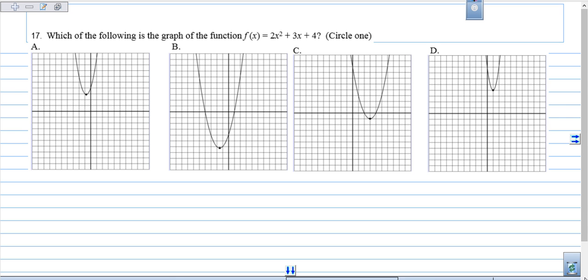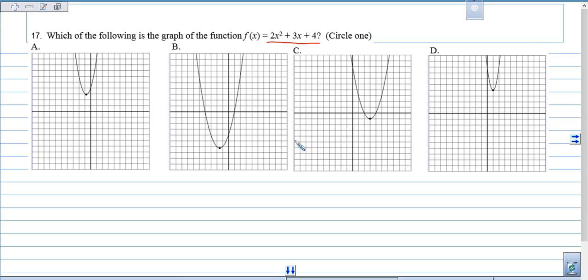This is the Unit 6 Study Guide, Objective number 5, the Calculator Inactive section. So if you have your calculator out, go ahead and put it away because you will not need it for this section of the test. Okay? So, it says, which of the following is the graph of the function 2x squared plus 3x plus 4? Circle one of them. Okay?